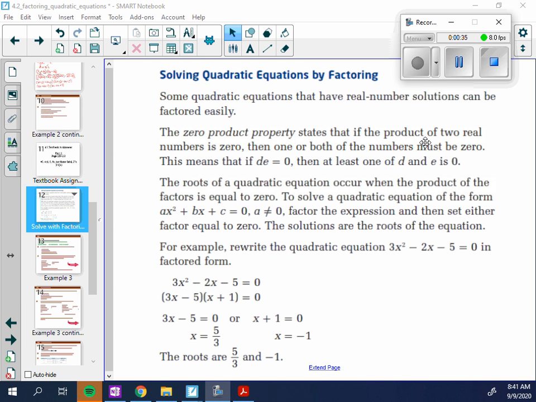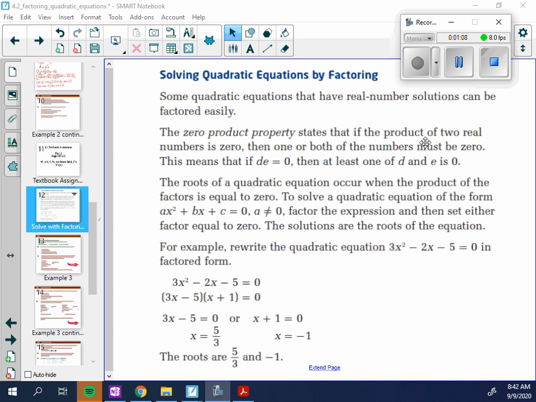So I'm just going to read through this and we'll make the connection of how this factoring can help us out. Some quadratic equations that have real number solutions can be factored easily. The zero product property states that if the product of two real numbers is zero, then one or both of the numbers must be zero. So if you have something like d times e equals 0, at least one of d or e is 0. They could both be 0, or if d is 0, I don't care what e is, or if e is 0, I don't care what d is, okay?